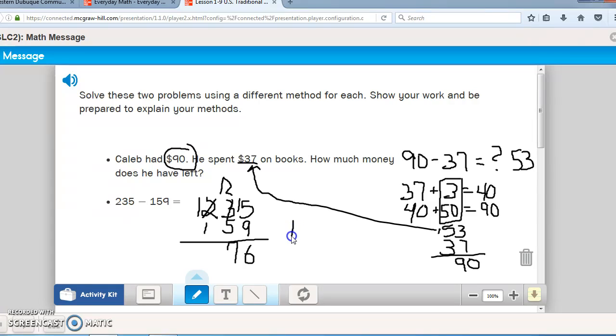I can always check this by adding the two numbers, the smaller one and the number I just got for the answer, 76, and make sure it equals that 235. So let's do that. 9 and 6 is 15, carry a 1. 7 and 5 is 12, plus 1 is 13, carry a 1. 1 and 1 is 2. So there's my 235, so I know also that I got that answer correct.